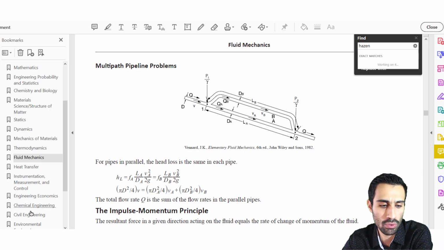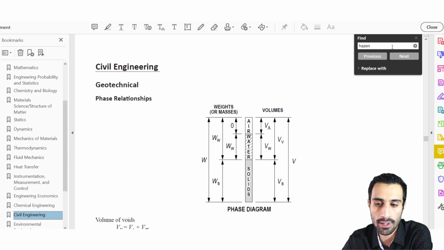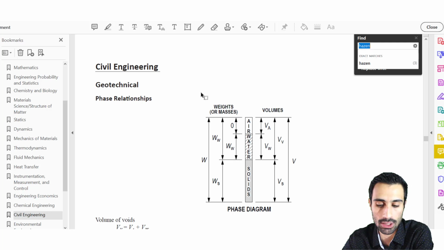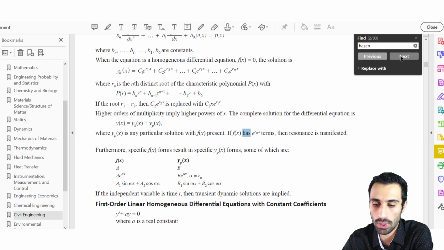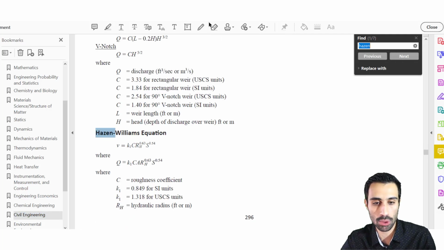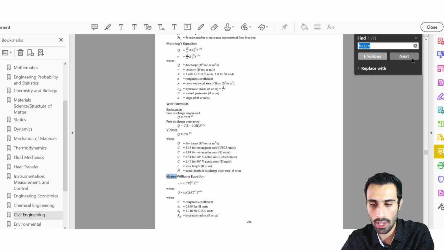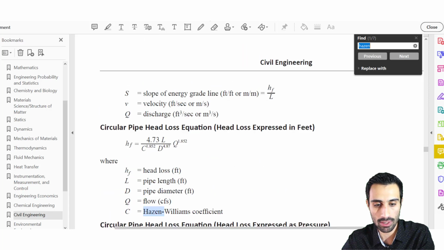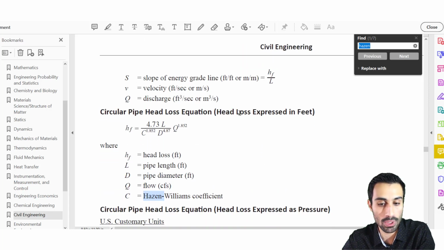But what I'm going to actually do first is go into civil engineering. Then I'm going to try to find it, and let me see what it does. It should give us a page where we have all the Hazen-Williams equations. So let me go. This one's going to be the Hazen-Williams equation. We're not going to use that, but it's directly under that. Let me go to the next page. In fact, it's going to be this one. So we're here, and this is what we're going to focus on.